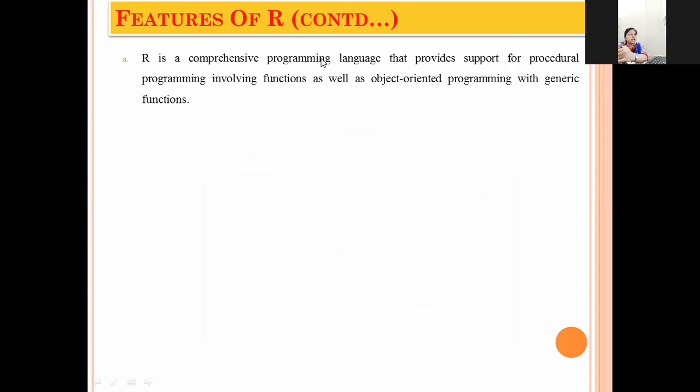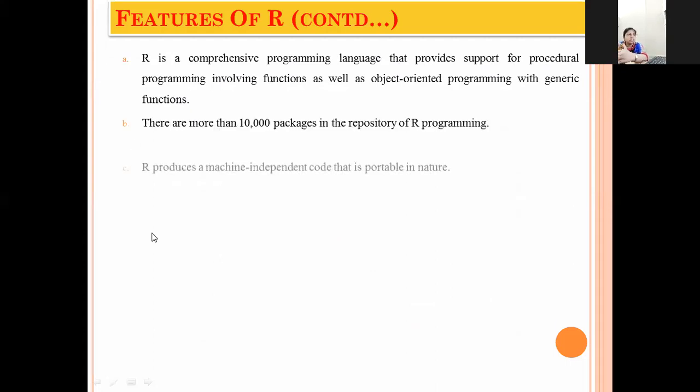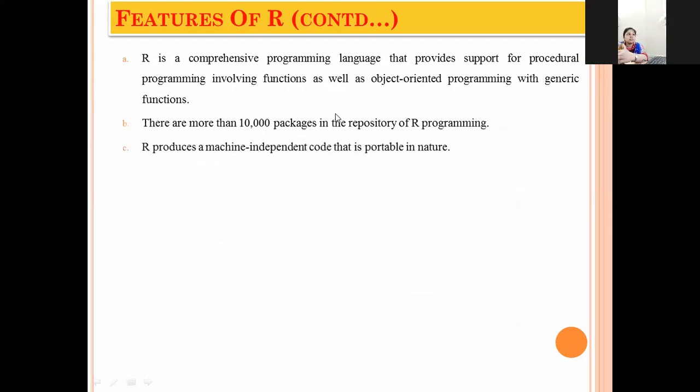The first one is that R is a comprehensive programming language that provides support for procedural programming involving functions as well as object-oriented programming with generic functions. Whatever programming you are going to run, we can run it step by step also. Procedure oriented means we can run the program step by step. Also, it consists of more than 10,000 packages in the R programming.